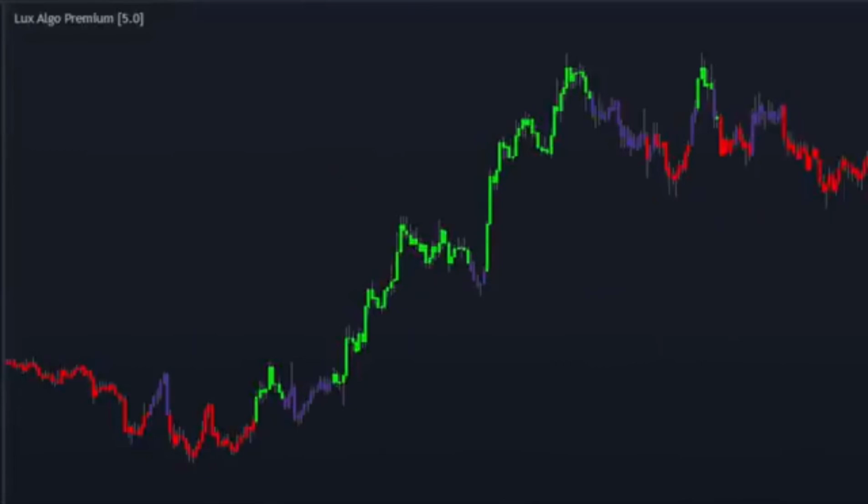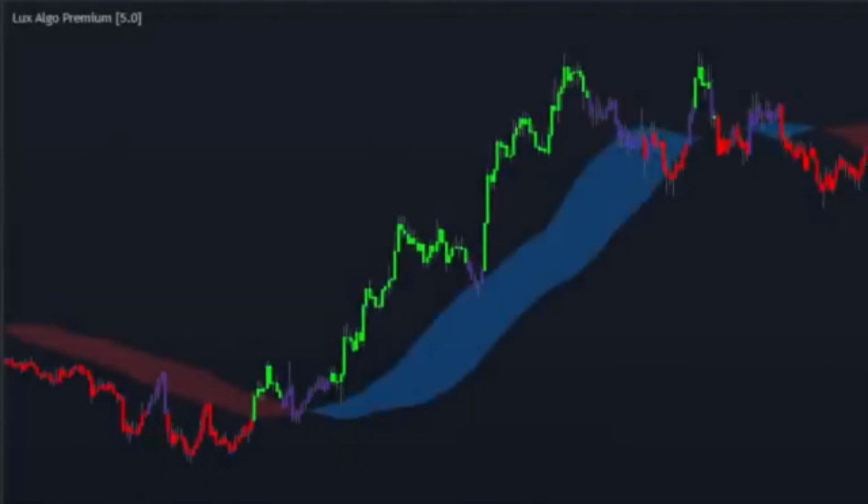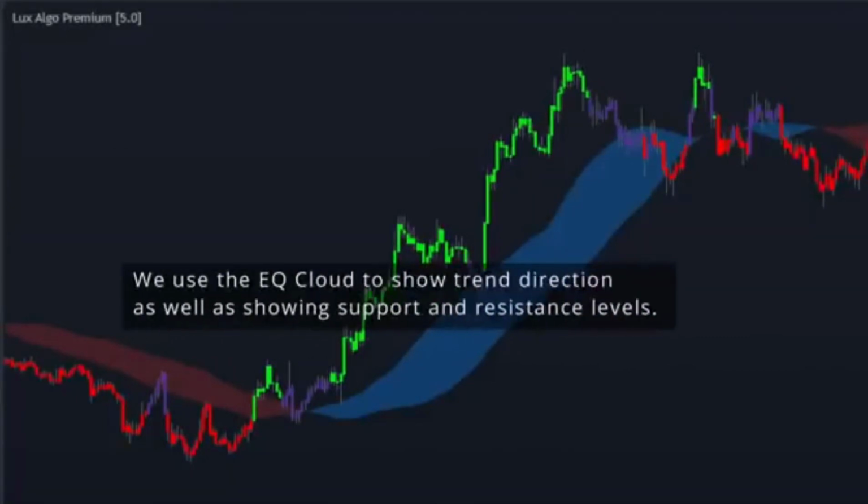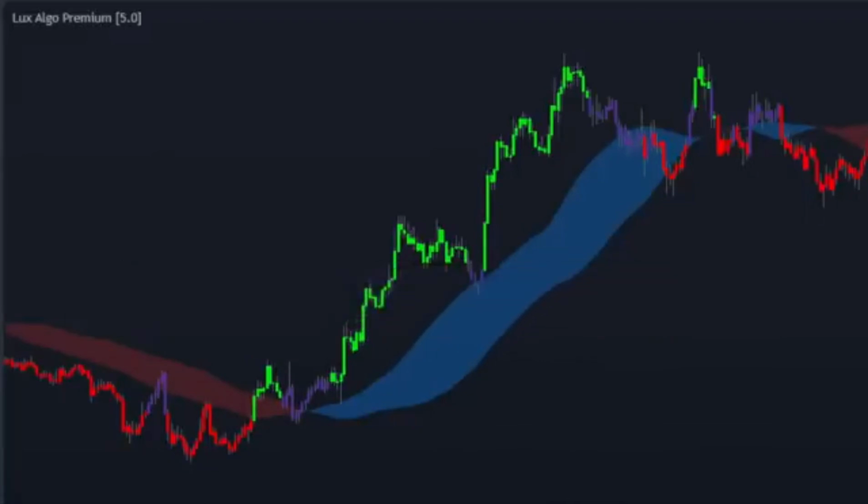The EQ cloud is another indicator to assist the trend trader. When enabled, a cloud type indicator will be displayed on your chart. We use the EQ cloud to show trend direction, as well as showing support and resistance levels. The cloud colour highlights the current detected trend by the cloud, with a blue colour indicating an uptrend and a red colour indicating a downtrend.